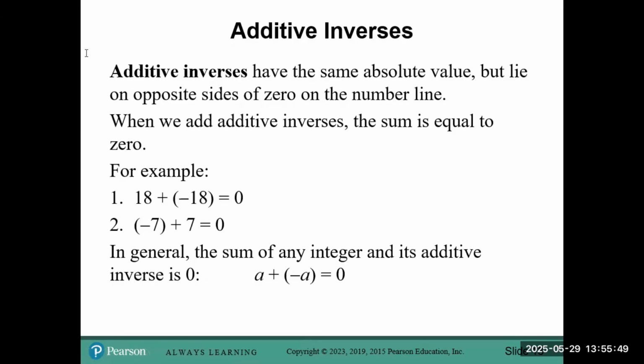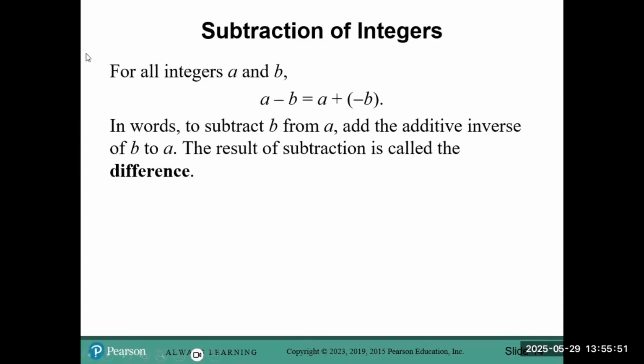It's important to know what an additive inverse is because the way that we subtract integers is we just add the opposite, the additive inverse. So I can write a minus b is the same as a plus negative b. So taking away b is the same as adding the opposite of b. And we also use the word difference to represent subtraction. So I might say the difference of a and b is the sum of a and the opposite of b.